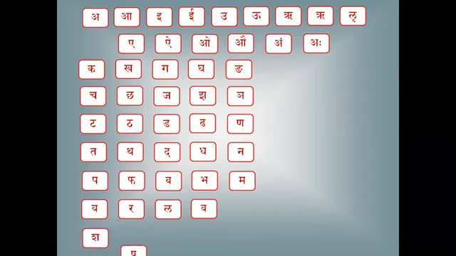Sha, Sha, Sa, Ha. They are called Ushmana. So these are all the letters we have seen.